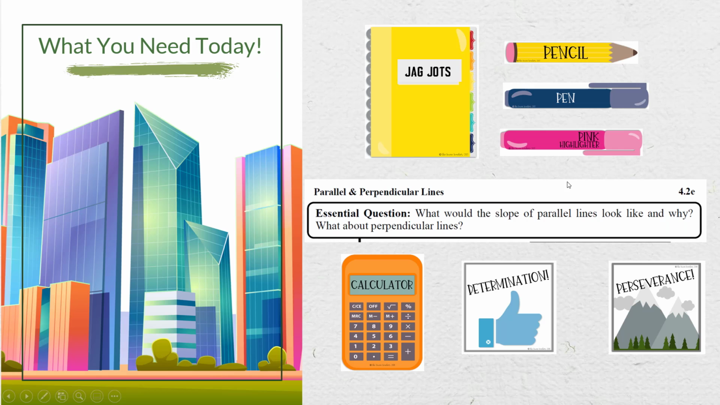Today you'll need your Jaguar dots on 4.2e, a pencil, pen, a highlighter might be a little bit useful today, along with a calculator, and your determination and some perseverance, because a growth mindset always helps us learn just a little bit better.